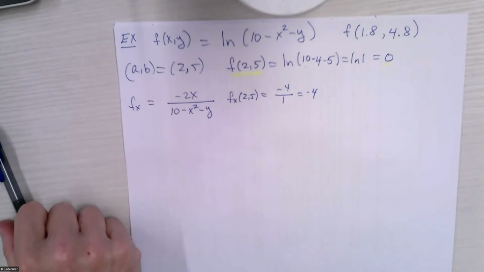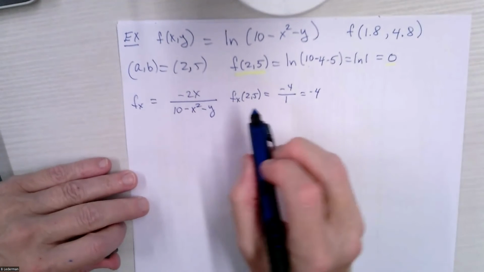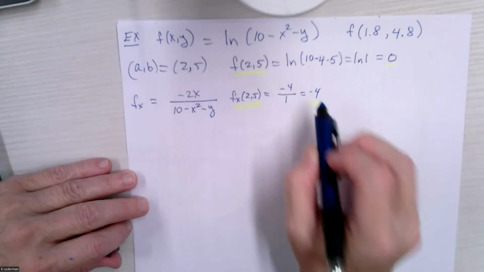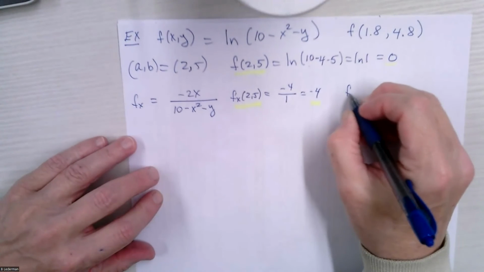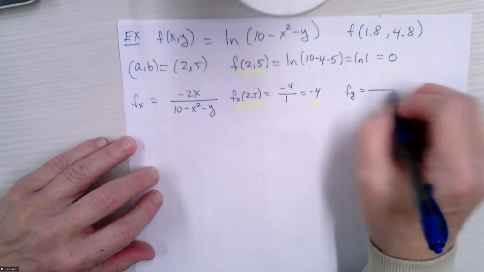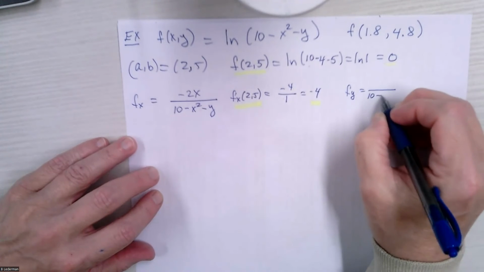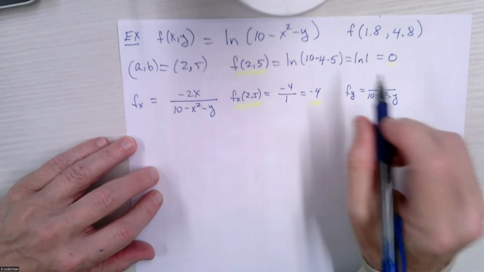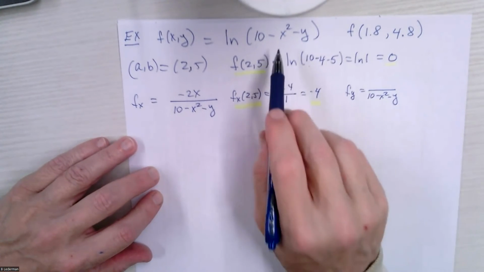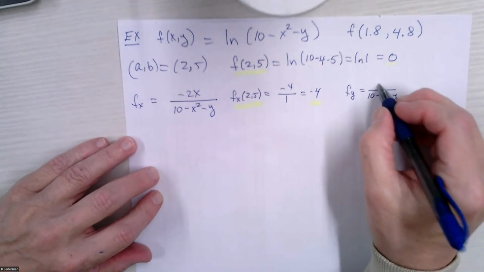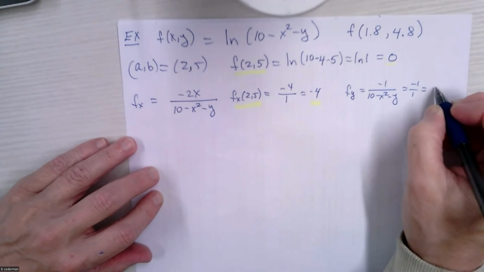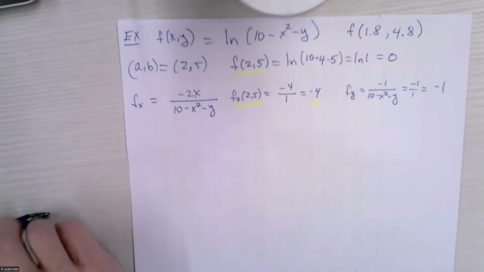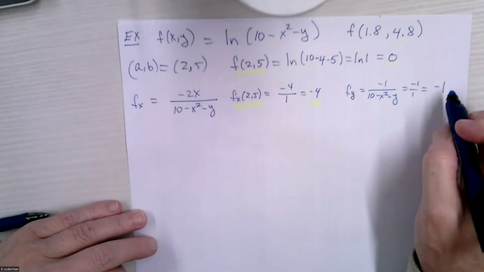And let me highlight that. And then the last piece of the puzzle is f_y, and that's going to equal 10 minus x squared minus y, which stays the same, and the top is going to be negative 1. So this is just negative 1 over 1, which equals negative 1. So there we go. Let's highlight that.